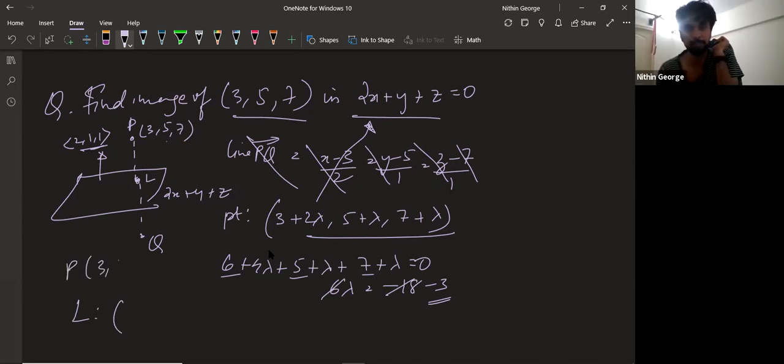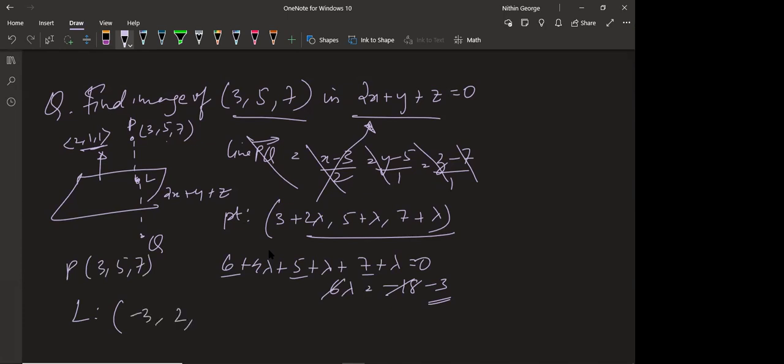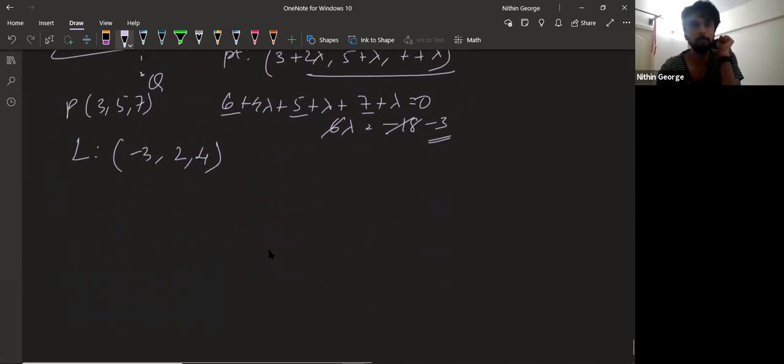We have P as 3, 5, 7. No need to write this. L is, put minus 3: this minus becomes 3, 2 becomes 2, and 4. So L is 3, 2, 4. Now, how do you find point Q?